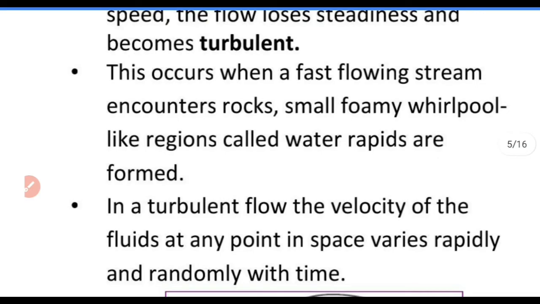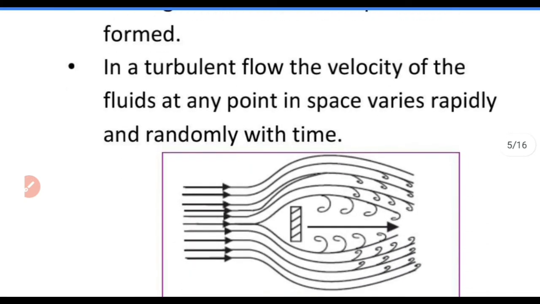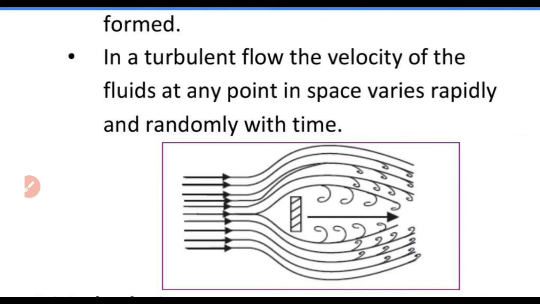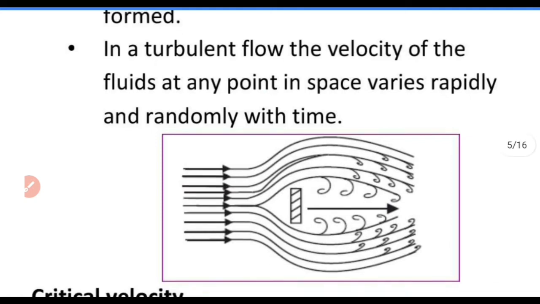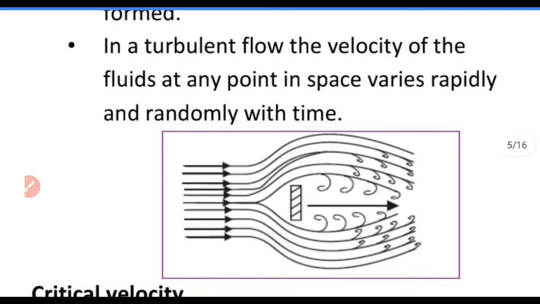with time. We said in laminar flow, at a particular point, the velocity of all the fluid particles will be same. But in the case of turbulent flow, at a point, velocity of the fluid particles will be different. No one can predict. It varies rapidly and randomly with time. So a set of streamlines which are not parallel, which are curved, such sets of streamlines actually show the turbulent flow. So this diagram shows a streamline flow which becomes turbulent when it encounters an obstacle in the path.